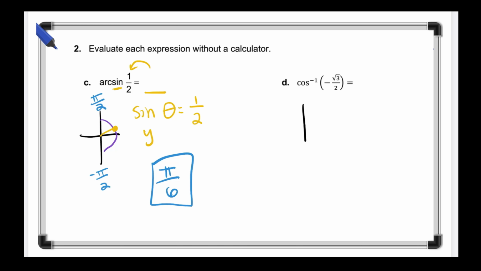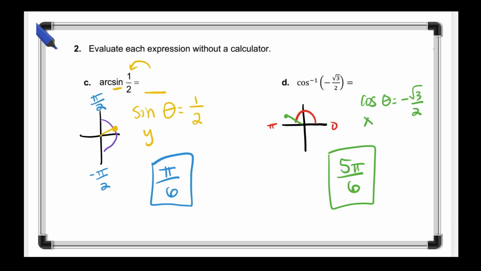So in letter D, I'm looking at inverse cosine, and I'm looking between my range of 0 and pi. So I'm asking myself, all right, the cosine of some angle is going to be negative root 3 over 2. So what is that x value? So I'm looking at cosine, and I'm thinking, okay, well, I know that I would have to be in quadrant number 2, and that particular angle that I've got is 5 pi over 6.